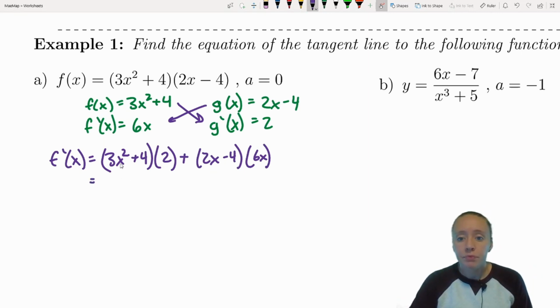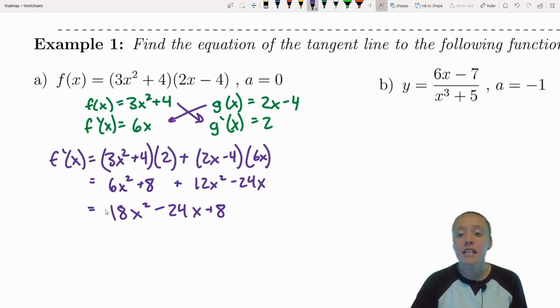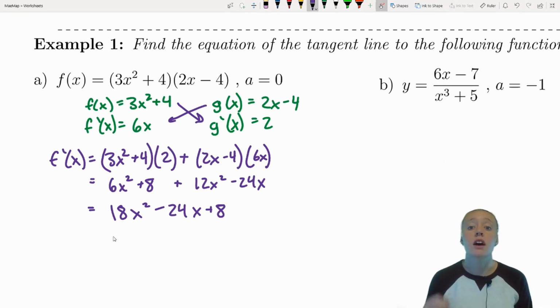Simplifying this down, 3x squared plus 4 times 2 is going to give me 6x squared plus 8, and then I'll add that to, distributing the 6x through, 12x squared minus 24x. Simplifying this down even further, combining like terms, that'll be 18x squared minus 24x plus 8. So that is my derivative of my function, but I want to find the equation of the tangent line.